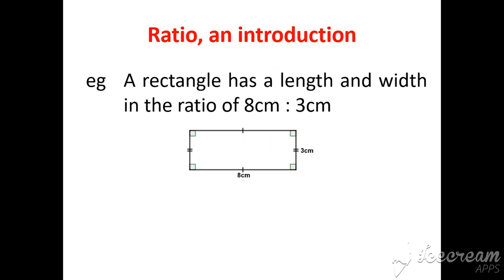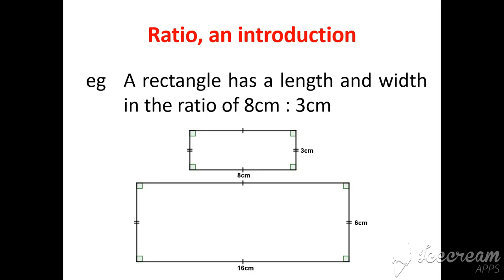Have a look at this example. A rectangle has a length and a width in the ratio of 8 to 3. So you can see in this first example diagram, the length is 8 and the width is 3. But here's another rectangle which has the same ratio. It's got a length of 16 and a width of 6, and it's got the same ratio as the first rectangle. Hopefully you can see that all I've done is double the 8 to get 16 and double the 3 to get 6.